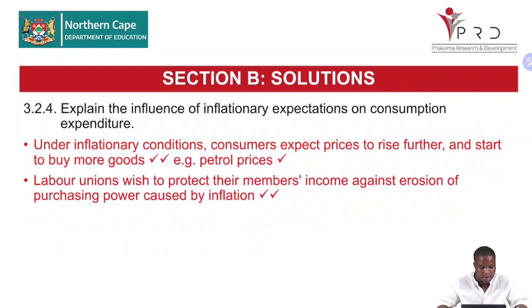Under inflationary conditions, consumers expect prices to rise further and start to buy more goods. For example, petrol price. When the price of petrol is announced to increase, you find that cars are packed at the petrol station wanting to buy before the price increase. Labor unions wish to protect their members' income against erosion of purchasing power caused by inflation, so they may bargain for more wages.